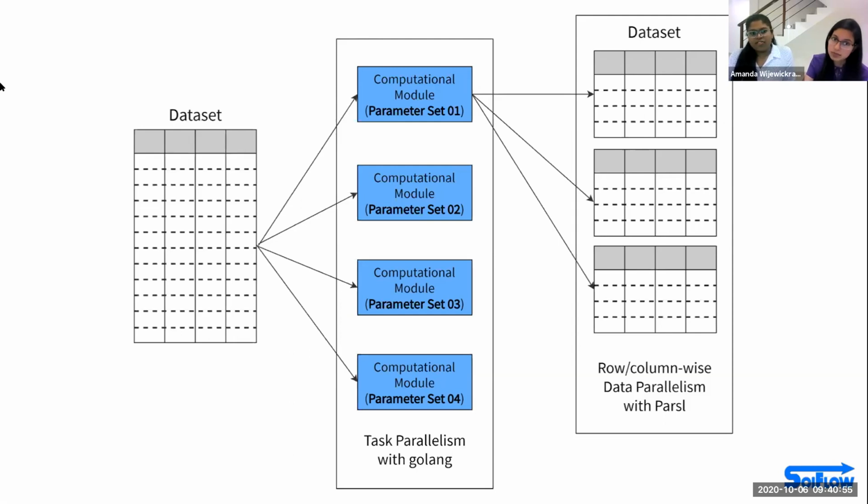Using SciFlow, the user has the ability to divide the dataset either horizontally or vertically as suited to his application, and this would emulate data parallelism. We were able to deliver this functionality, that is data parallelism, through the developed framework by integrating the Parsl library.